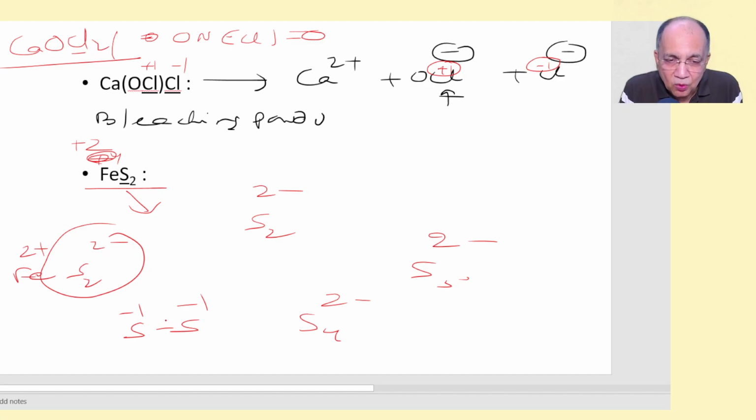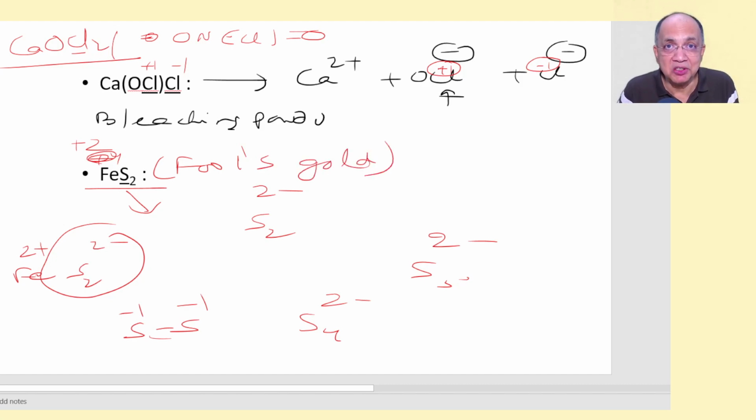If there is one more sulfur, then it becomes an average. Otherwise, in this case, it is really minus 1, minus 1. But iron is in the plus 2 state, right? This is what we call the fool's gold or the iron pyrite. It looks like gold, but it is not gold.